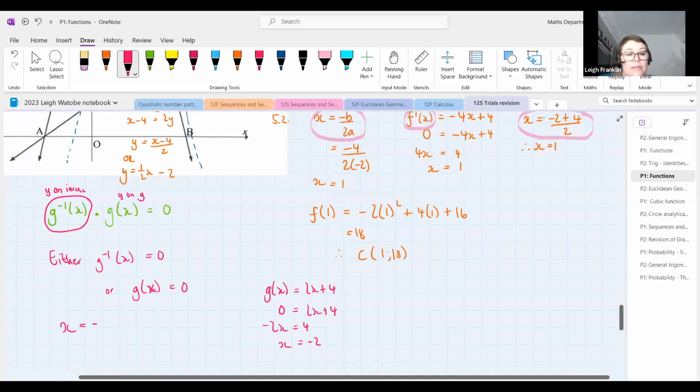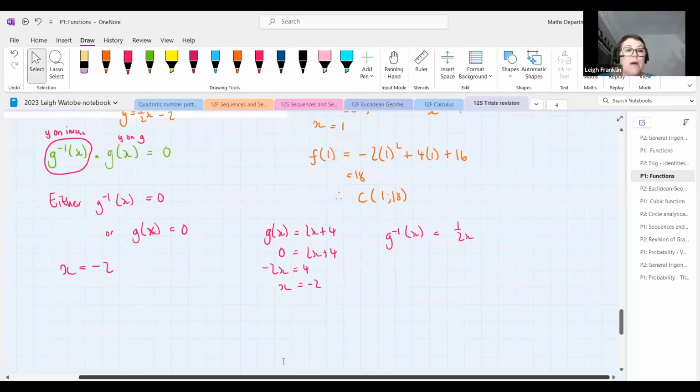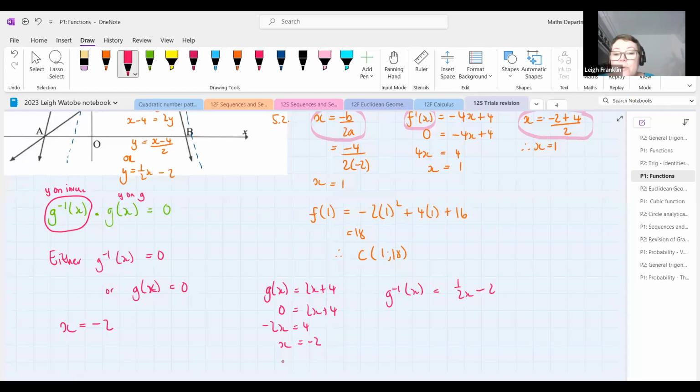So either where x is equal to -2, because that's where g of x is equal to 0, and for this graph, which is the graph of 1/2 x minus 2, it's going to be where this y was equal to 0. All right, so let's take the 2 over to the other side, and then we can cross multiply. So this would leave us with x equal to 4. So either where x is equal to -2 or where x is equal to 4.